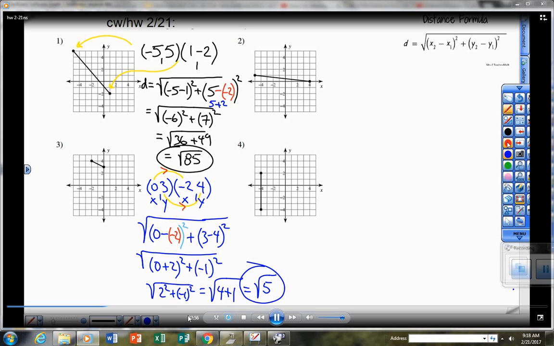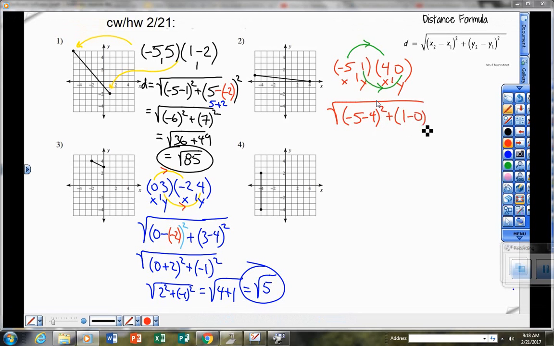Alright, next problem, number 2. The 2 points are -5, 1, which is this point right here, -5 for x, 1 for y, and the other point is 4, 0. I'm going to label x and y for each point. I'm going to pair up my x's. I'm going to pair up my y's. I'm going to subtract the same direction, left to right for both. I'm going to make sure I plug these x numbers in together and these y numbers in together. So that gives me -5 minus 4 squared plus 1 minus 0 squared.